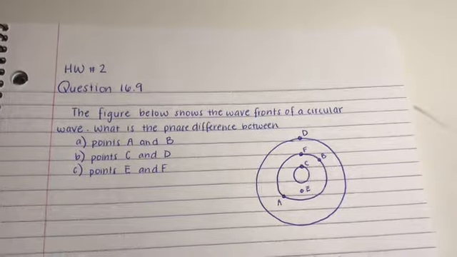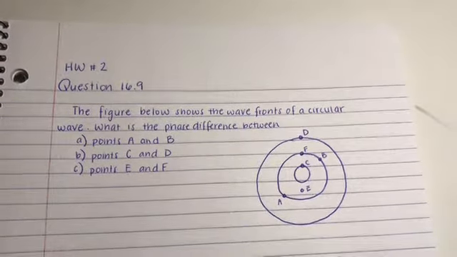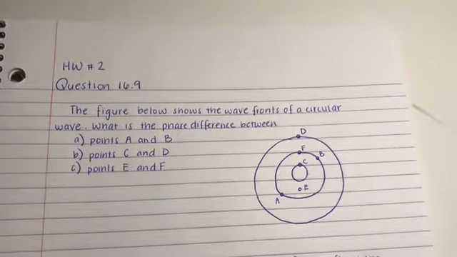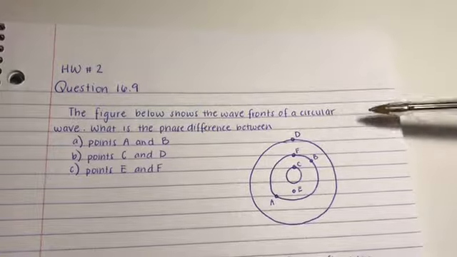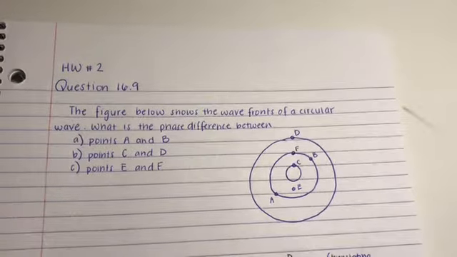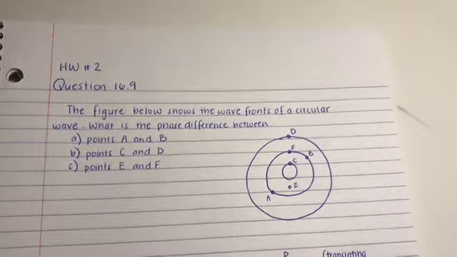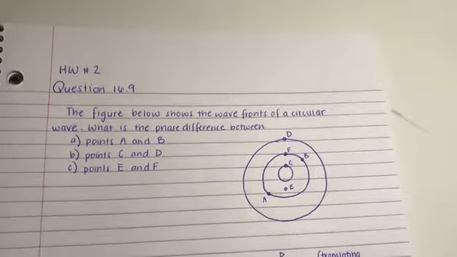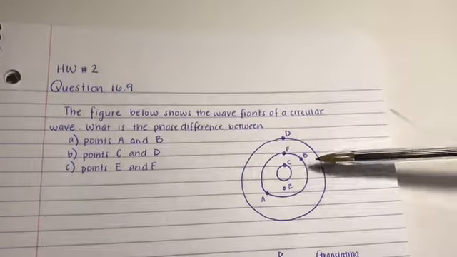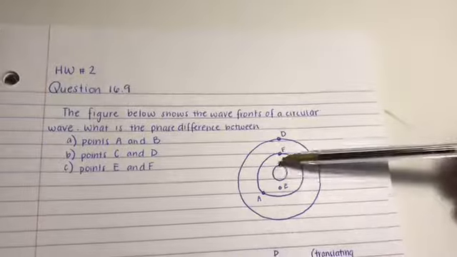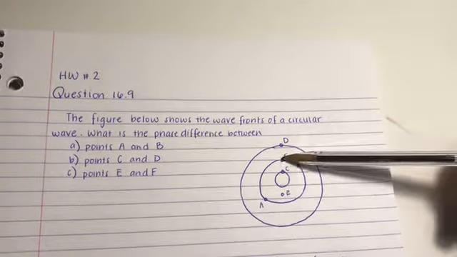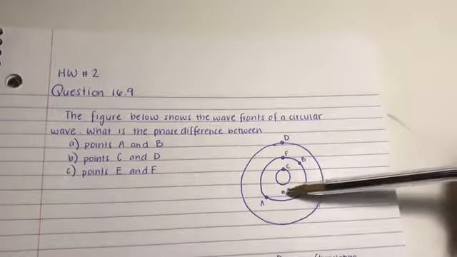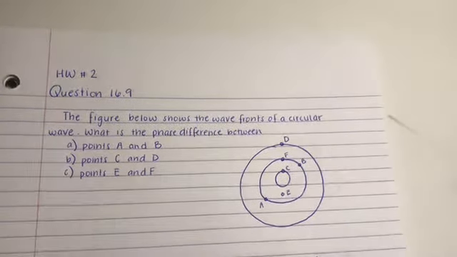And so basically, in order to find the phase difference of a circular wave, it can be calculated by the difference between two successive crests and troughs. If the crests are the same, then there's no phase difference between the waves. So the crests in these cases would be these points, and then these would be the troughs.